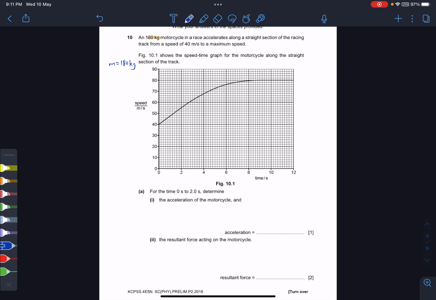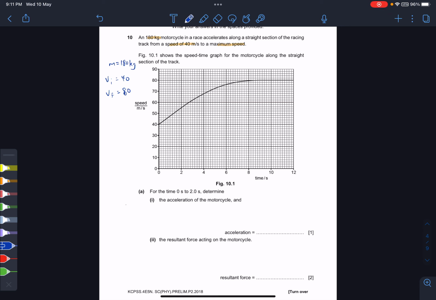Oh, it accelerates from what? Speed of 40 to maximum speed. Isn't it telling you VI is 40? VF, do you know what's the maximum speed? They never say, but look at the graph. What's the maximum speed on the graph? Isn't it just 80? Oh, cool. Yep. Next thing. Oh, what about time? Anyway, never mind. Let's look at A first.